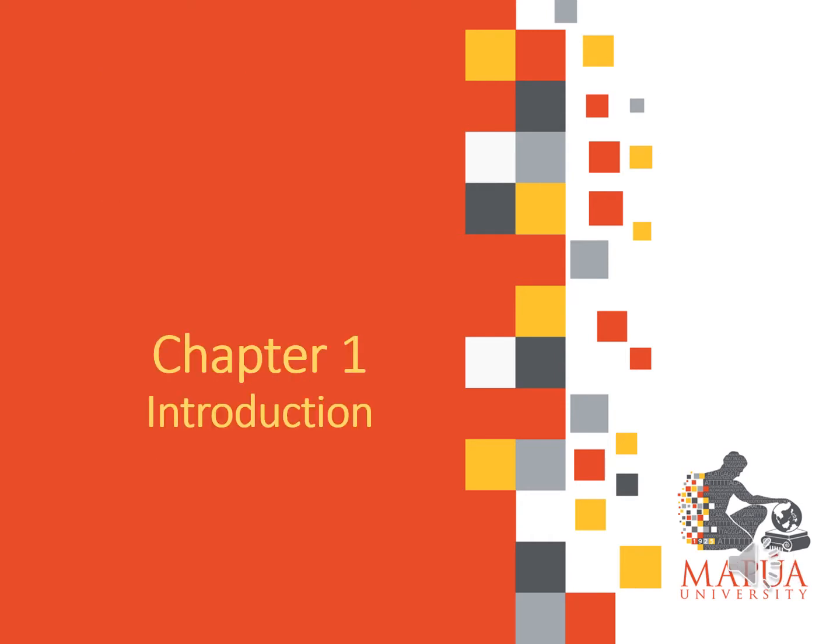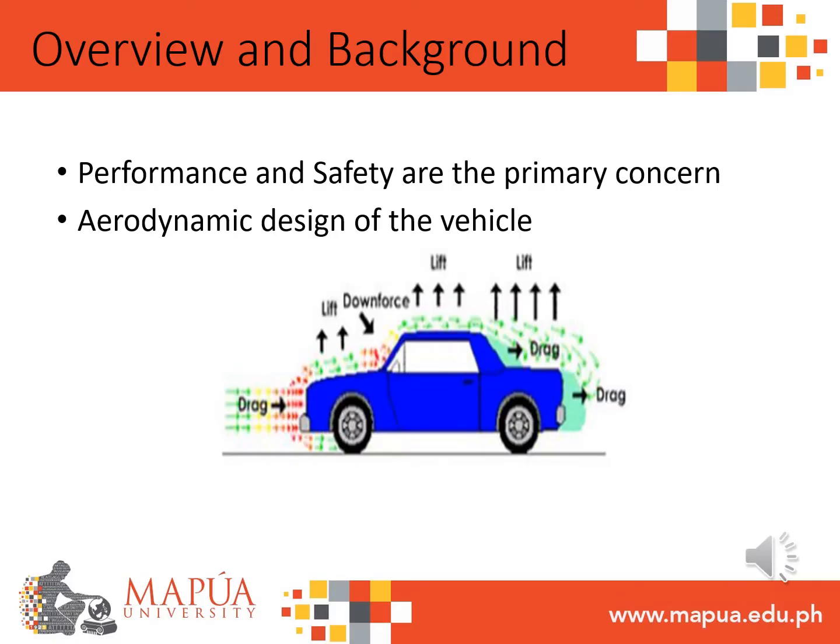Good day. My name is Patrick Tenorio and I'll be reporting Chapter 1, Introduction. Overview and Background. The automobile's performance and safety are the primary concern of engineers tasked to design them. Proper aerodynamic design of the vehicle is important. Parameters like drag and lift need to be observed to reach the optimum performance of the vehicle.